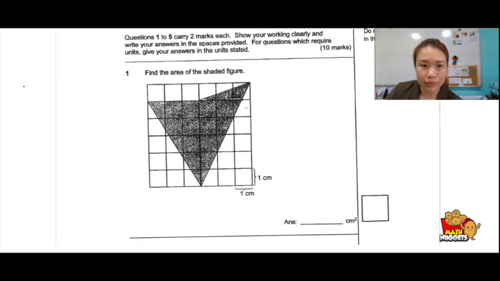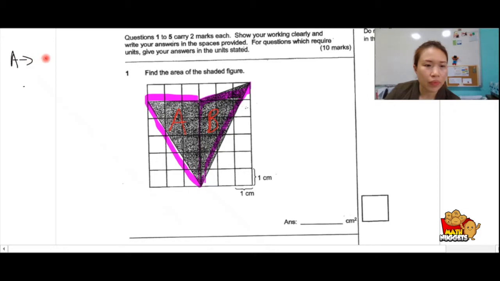So let's look at question 1. We're supposed to find the area of the shaded figure. Let's cut the figure up into two triangles. So this is one, and that's the other. Okay, so let's call it triangle A and triangle B.